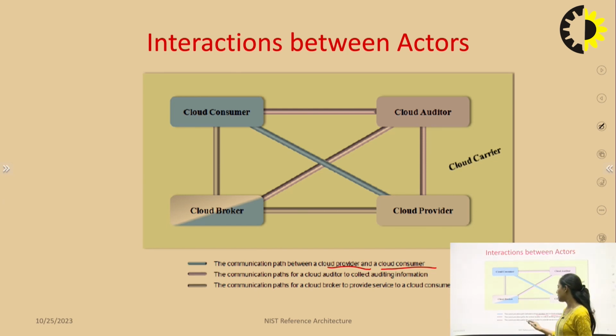The communication path for the cloud broker to provide the service to the cloud consumer. This is how the cloud courier works. It provides the different interactions between the different actors. These are the different actors we have, and it provides the interactions between them.